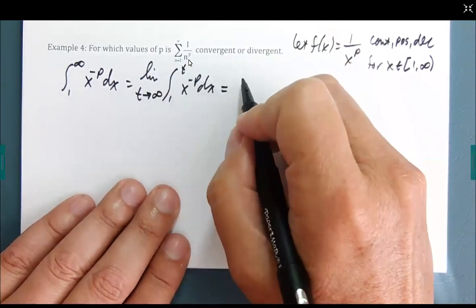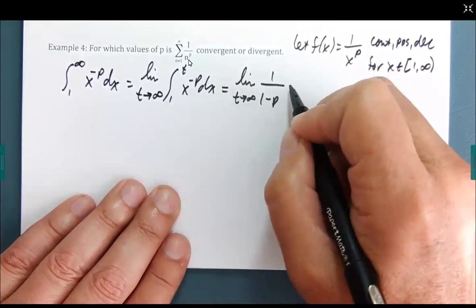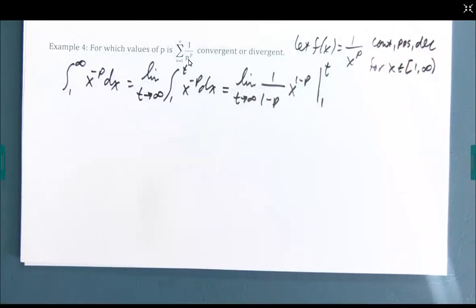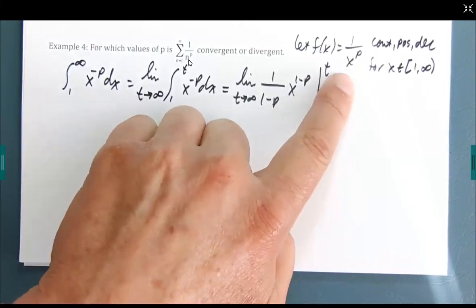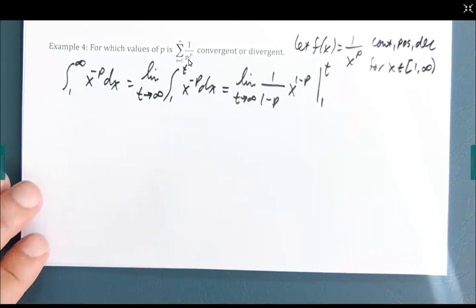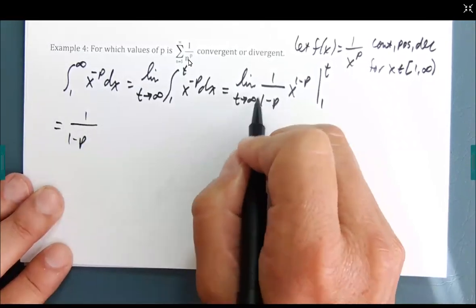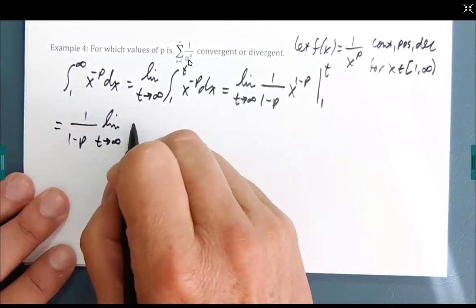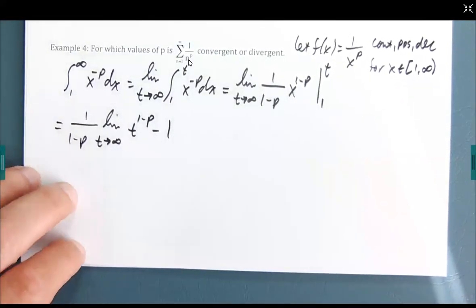and I'm going to do this. This becomes the limit as t goes to infinity of 1 over 1 minus p times x to the 1 minus p power from 1 to t. Now, you'll notice if p is 1, we have a problem. In fact, if p is 1, we have the ln of the absolute value, which is its own separate thing. We'll get to that. Now, as we plug in the values, the 1 over 1 minus p is irrelevant to the limit, because p is a constant. And this is going to be t to the 1 minus p power minus 1 to any power. Now, 1 to any power is always just 1. So I'm just going to stop there.